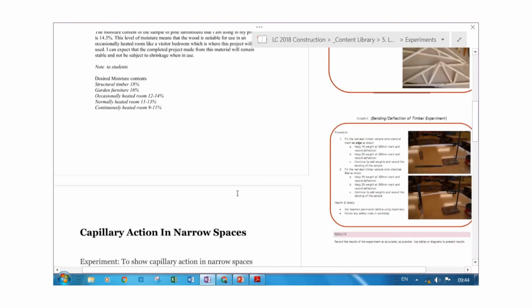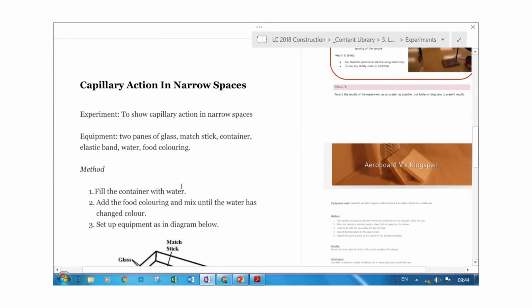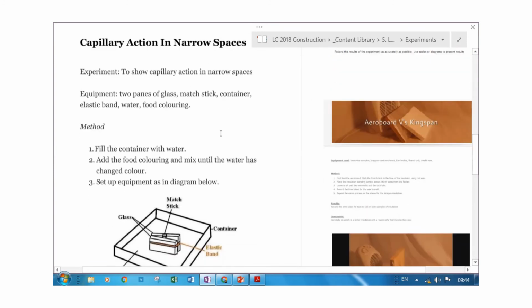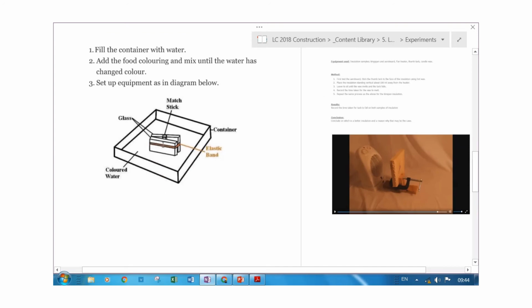Okay. Now this here, capillary test for narrow spaces. Now what we have here, we've got a capillary groove in certain places of a building. For example, the chimney cap, the windowsill, they've all got capillary grooves to stop moisture coming in. The capillary test here, you take 2 pieces of glass or Perspex, clear Perspex. You put it into a basin of water, you put an elastic band around it, and what you do is you put a matchstick in between the 2 panes.